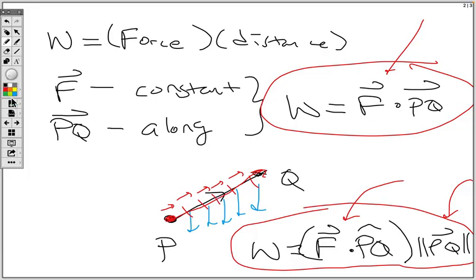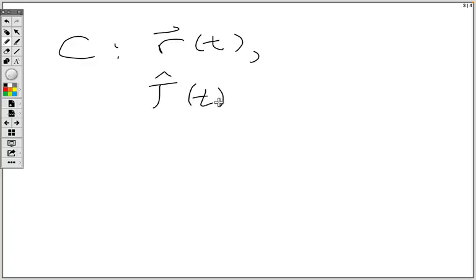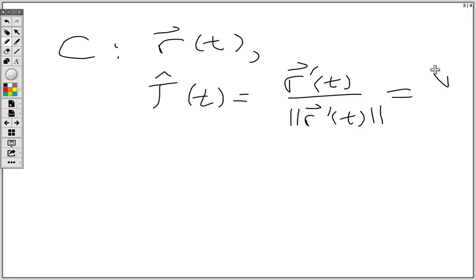So here's the setup. Suppose you got a curve C and it's parameterized by r of t. And not only is r of t smooth, let's assume that the principal unit tangent vector, this is the direction of the motion. So there's a couple different ways you could frame that. Right? It's the direction of the motion.